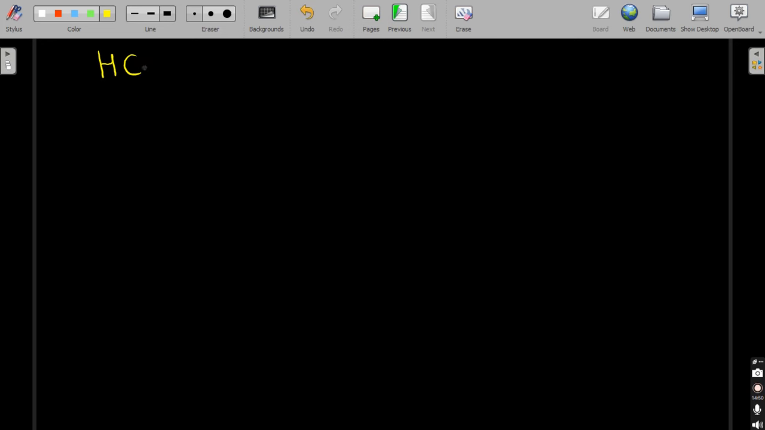Let's move to the next method. HCF we need to find out. HCF we need to find out, the same number, with the help of the next method, that is known as the common division method.